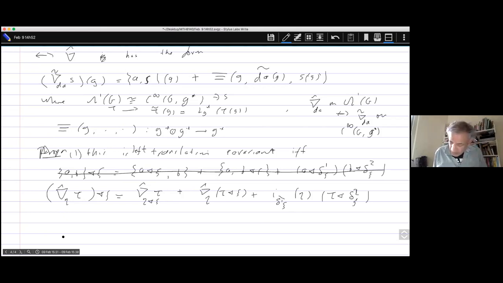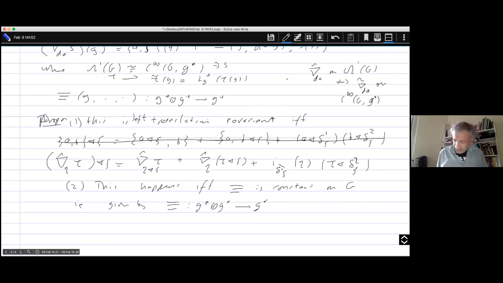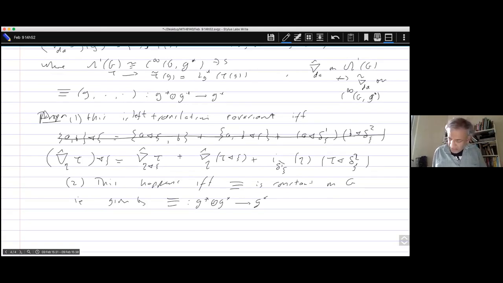So if you want, you can just take that as a definition, because if you don't care about all the deformation theory, you can just take that as a definition of what you mean by a left translation covariant differential structure at order lambda. But then, if you take that as a definition, the non-trivial part is that this happens if and only if C is constant. What I've called here C is constant on G, i.e. given by some data C from G star tensor G star to G star.